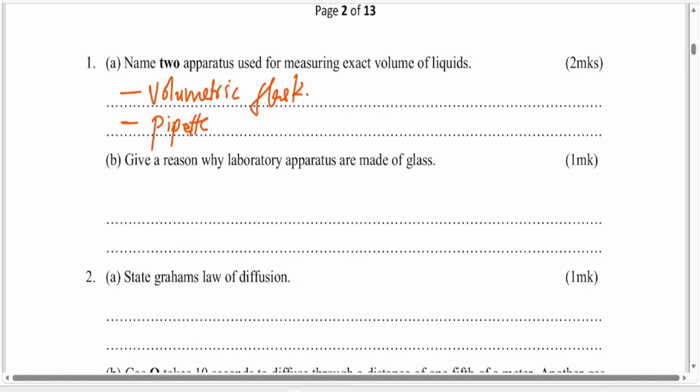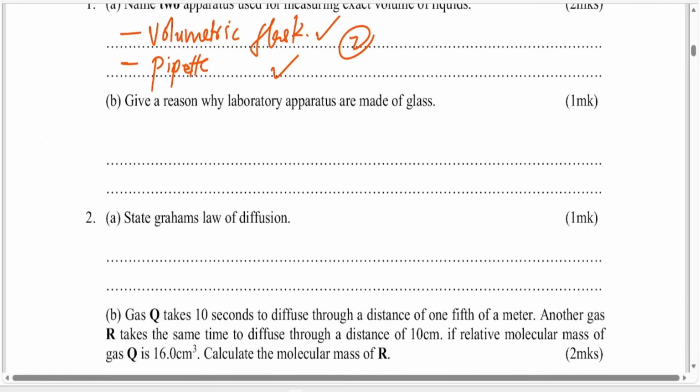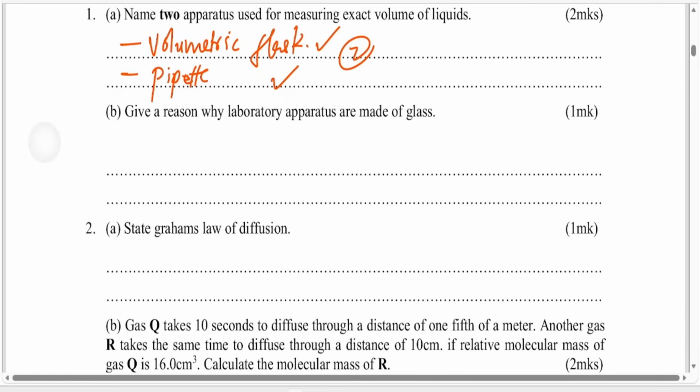We also have other apparatus that are used for measuring approximate volume, and we may have measuring cylinders and beakers for approximating volumes. So learners, for you to score 2 marks, you give 2 apparatus, each 1 mark. Moving to the next question, part B.